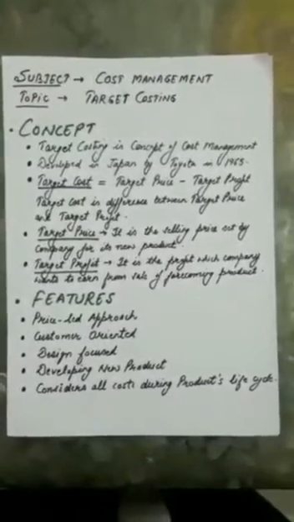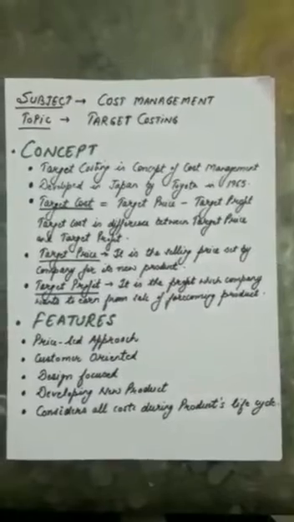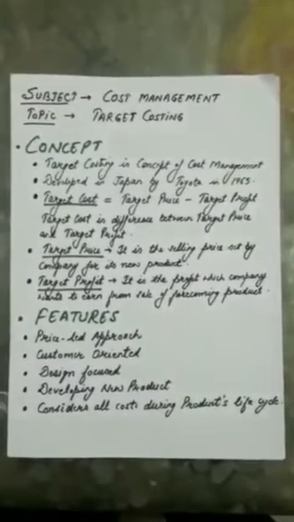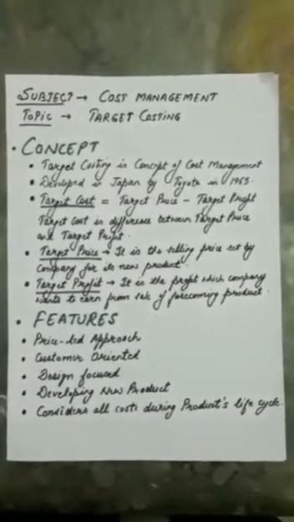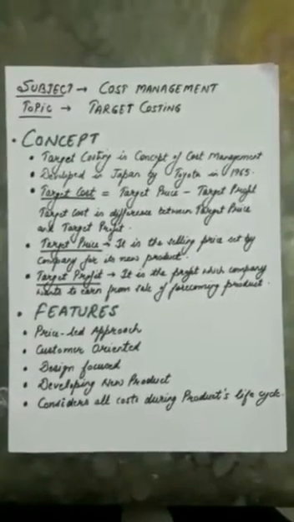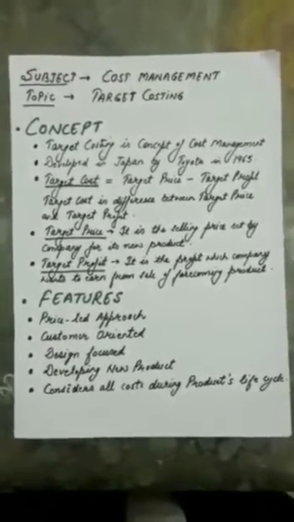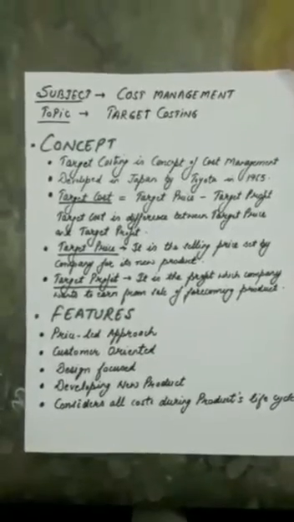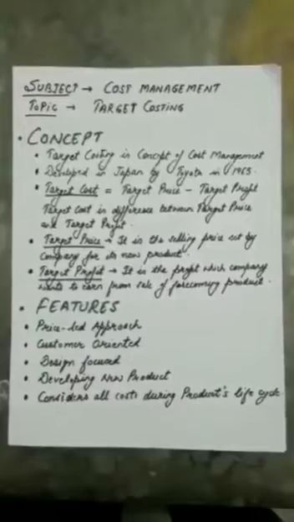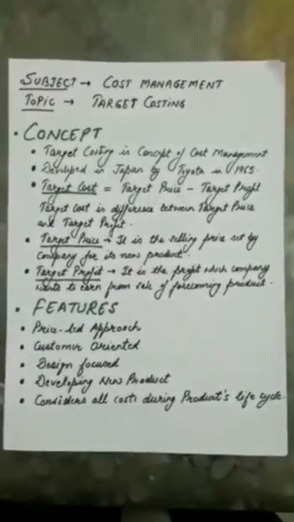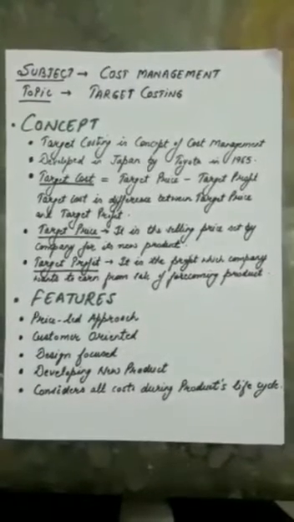The main features of target costing are: number 1, price led approach. Target costing is a price led approach. It begins with the target market price and works backward to set the target cost. Target market price is the price of a product that the consumers are ready to pay based on the market analysis. Number 2, customer oriented. Target costing is a customer oriented technique as it focuses on producing a product according to the customer's affordability.